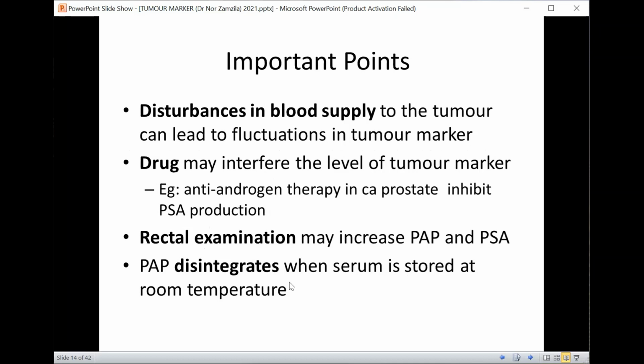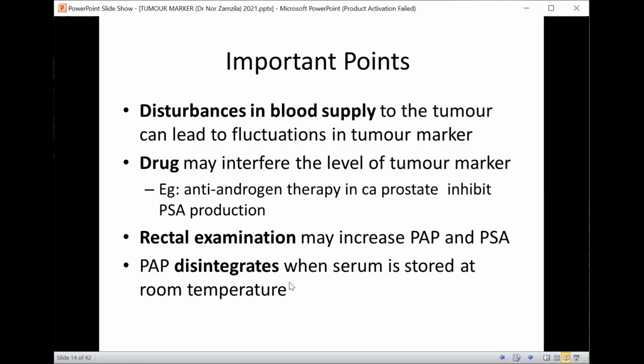Disturbance in blood supply to the tumor can lead to fluctuations in the tumor marker. So when you want to monitor patients with cancer, sometimes you may find that the level of marker fluctuates. So you may confuse this with improvement or worsening of the condition, but actually that happened because of the disturbance in the blood supply to the tumor.